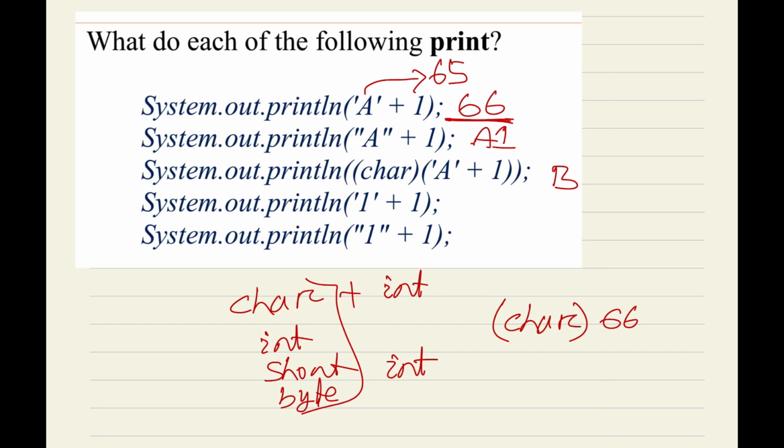Now the next one, '1' plus 1, based on the same concept. The ASCII value of this one is 49, and if you add 1 to this, we are going to get 50 as the output. Now this "1" plus 1 is a string, similar to the concept here. So the result will be 1 1, like this.